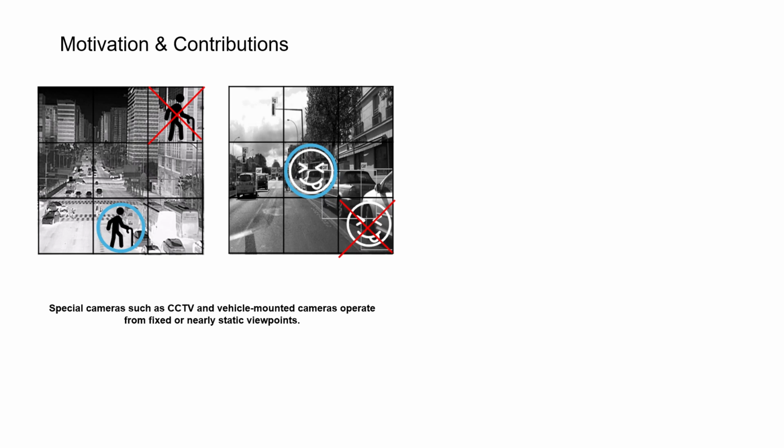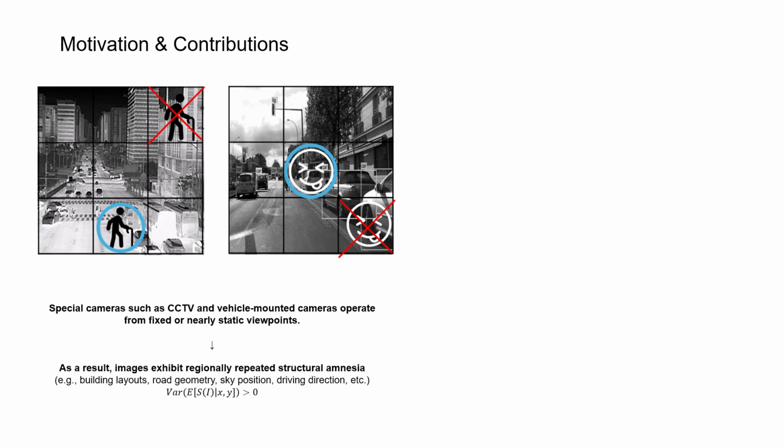Let's start with the motivation. Specialized cameras like CCTVs or vehicle-mounted cameras usually operate from fixed or nearly static viewpoints. In these scenarios, images exhibit what we call structure amnesia. This means that general SR models inefficiently relearn the same static background structures, like building layouts or road geometry, in every single frame.